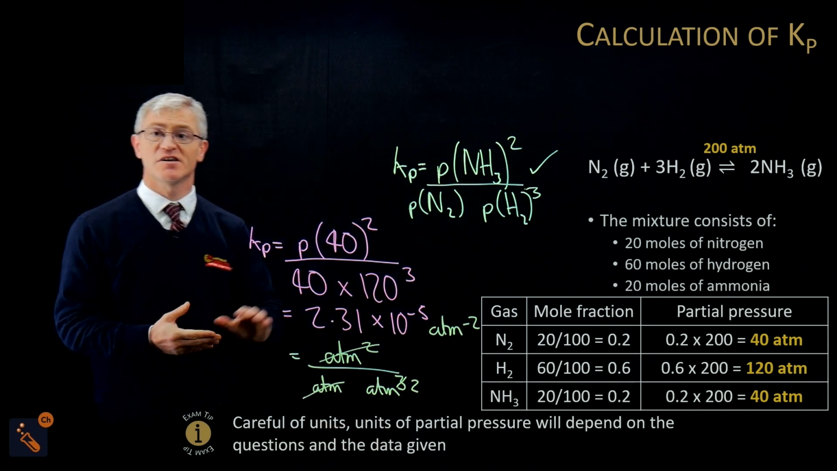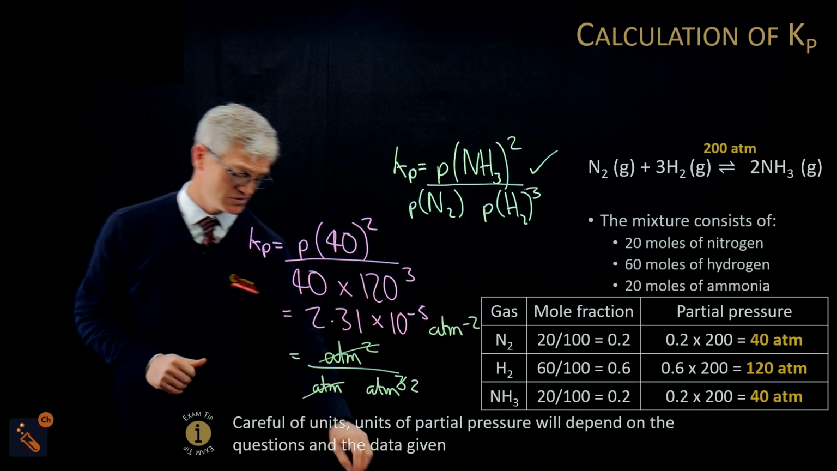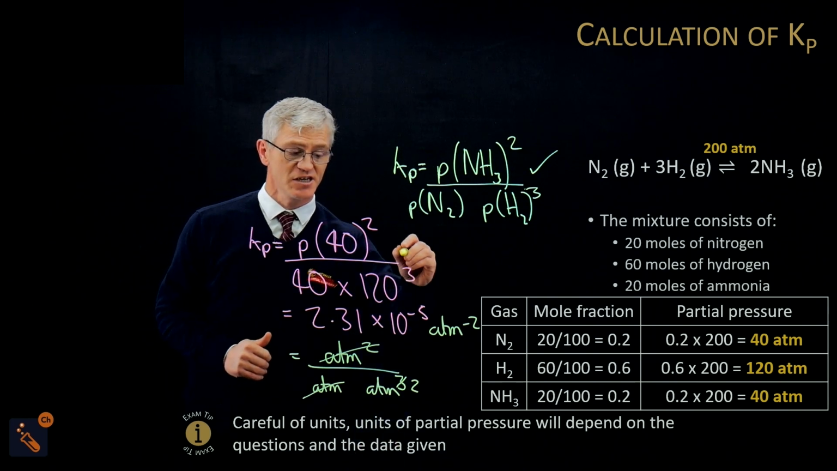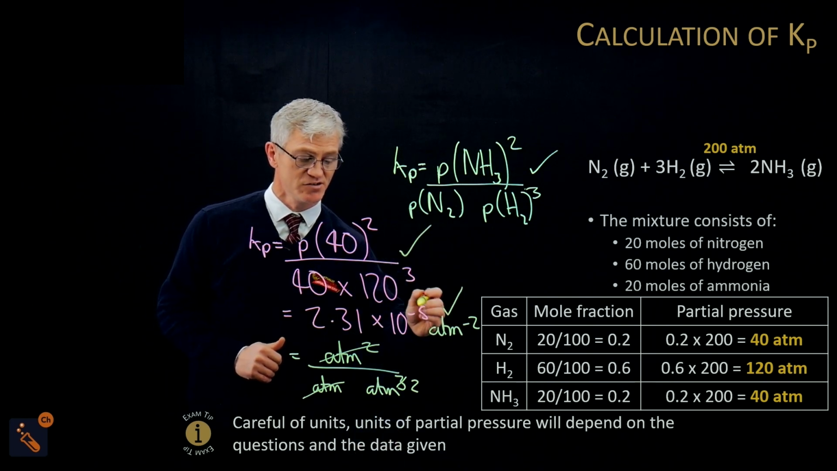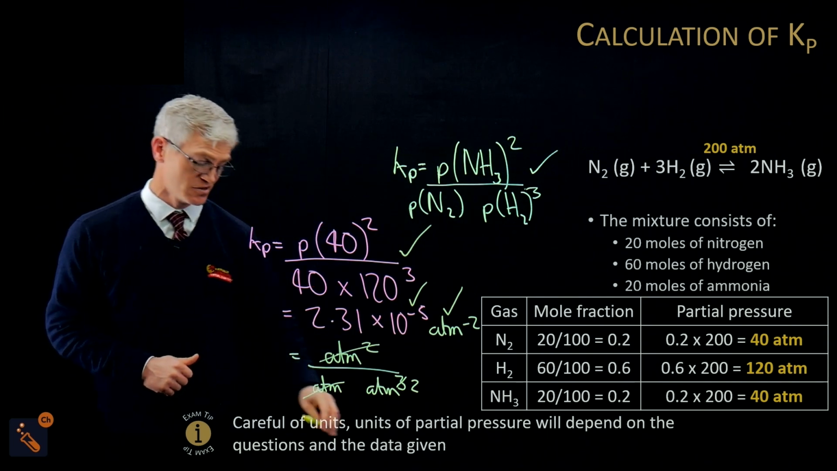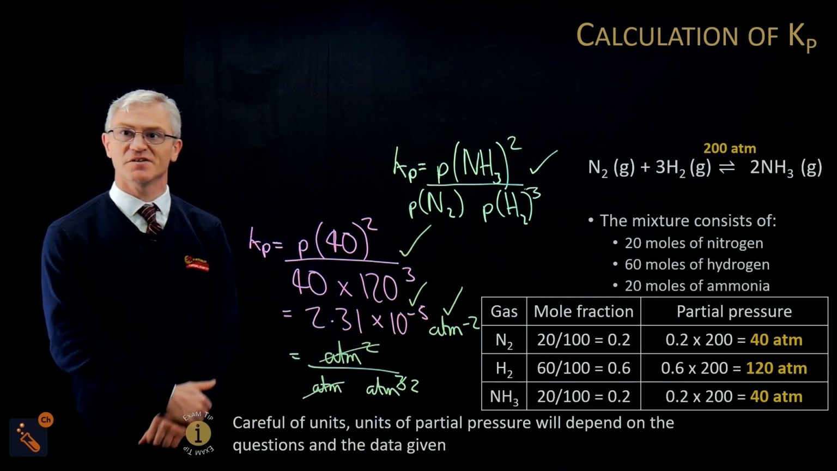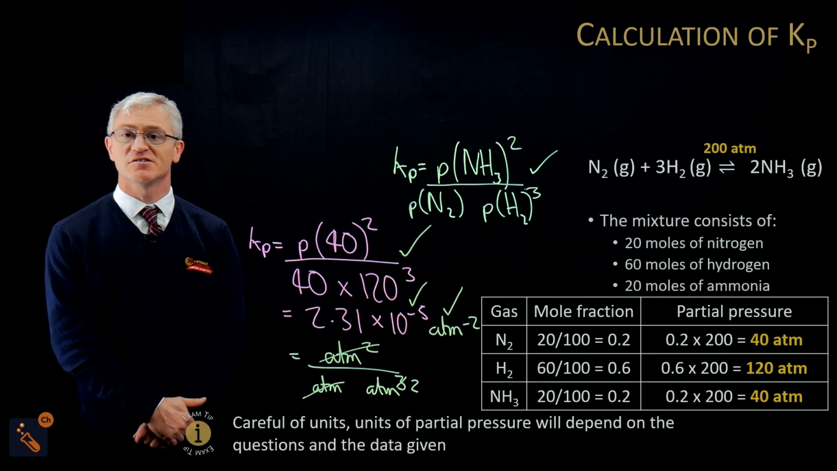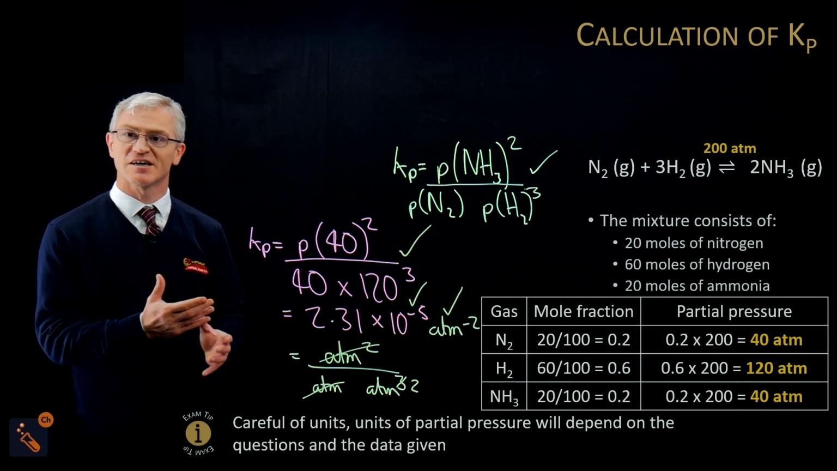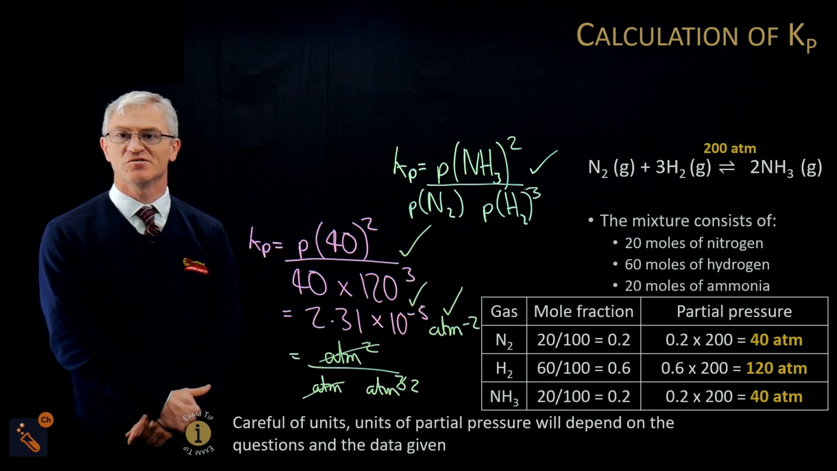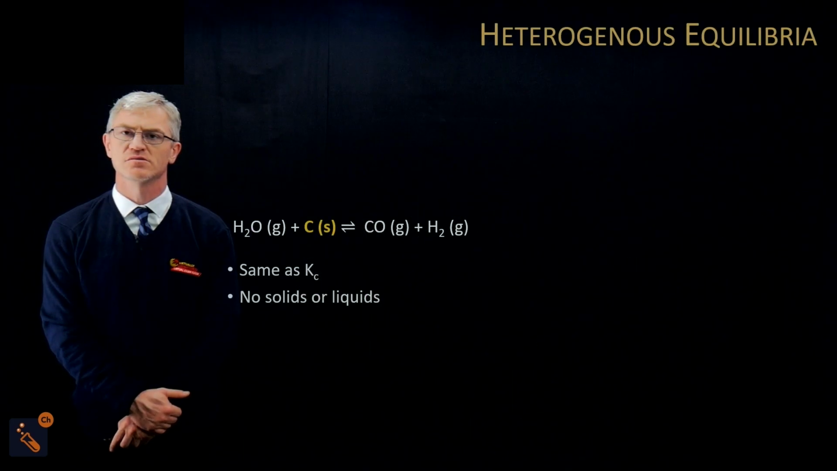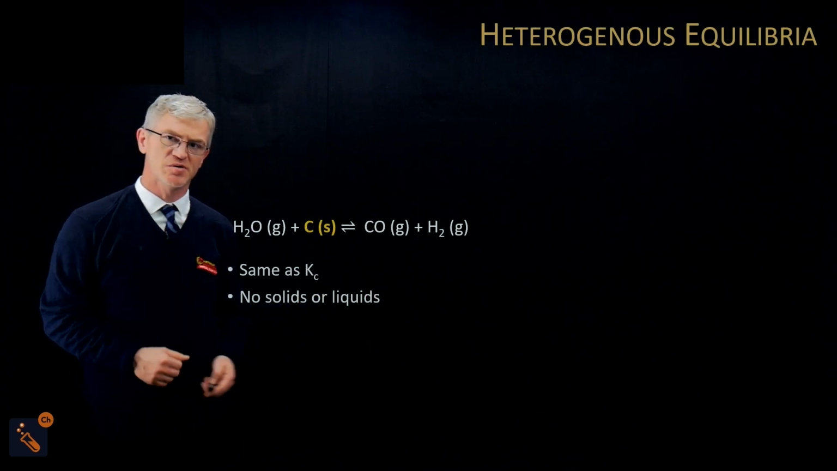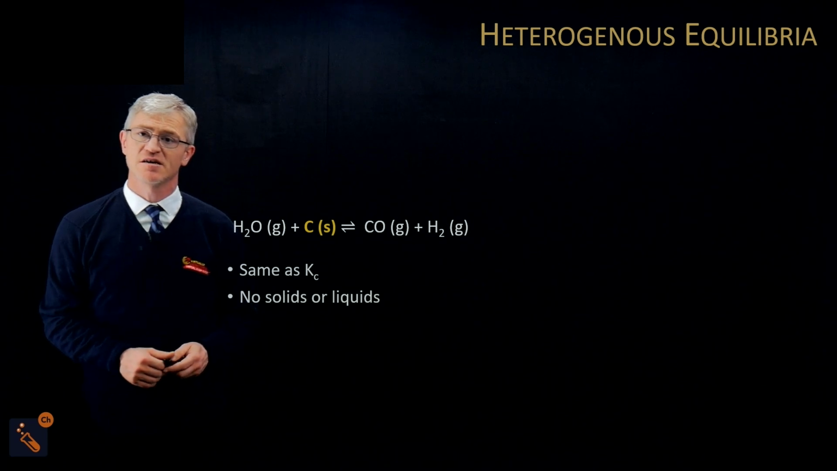Okay, so our final answer is 2.31 times 10 to the minus 5. Now let's look at it in terms of marks as well. You're going to get a mark for this working out here, you're going to get a mark for this unit here, and you're going to get a mark for that answer there to the right number of sig figs. So this is how you use mole fractions to calculate partial pressures, to calculate Kp, to give your units and your final answer. So we're now going to do an example with heterogeneous equilibria and do a Kp calculation.